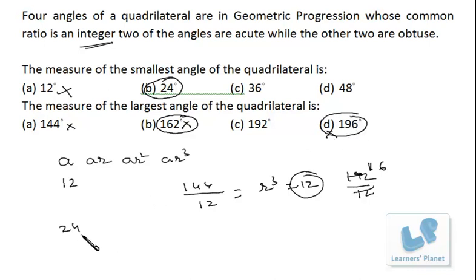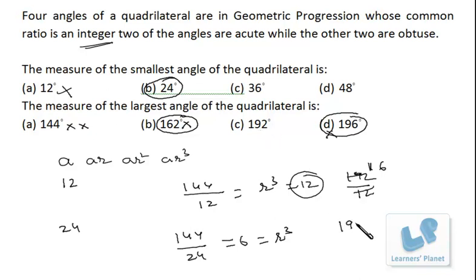Okay, now suppose A is 24 and AR cube is 144, then 144 by 24 is 6, that is R cube. But R cube cannot be 6 as R has to be a perfect cube. So 144 will not be a right choice. So we are left with only 192 over here.